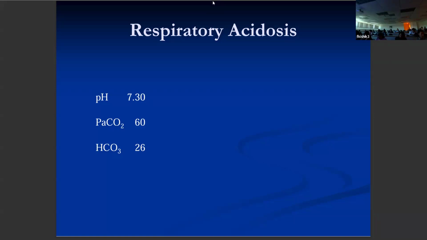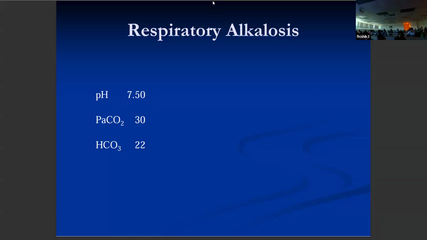So pH 7.30, high, low, or normal? Low. CO2 60, high, low, or normal? High. And the bicarb 26? Normal. So the pH was low, so we're dealing with an acidosis. Which of these, the CO2 or the bicarb, is abnormal? It has to be a respiratory acidosis. Make sense now? So that's a pure respiratory acidosis. There's no compensation there. Nothing.